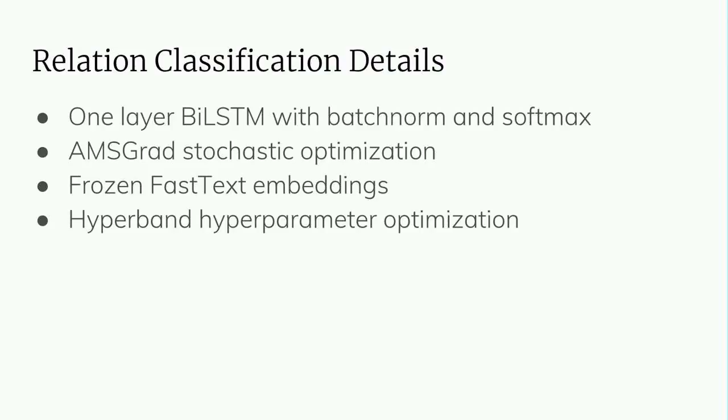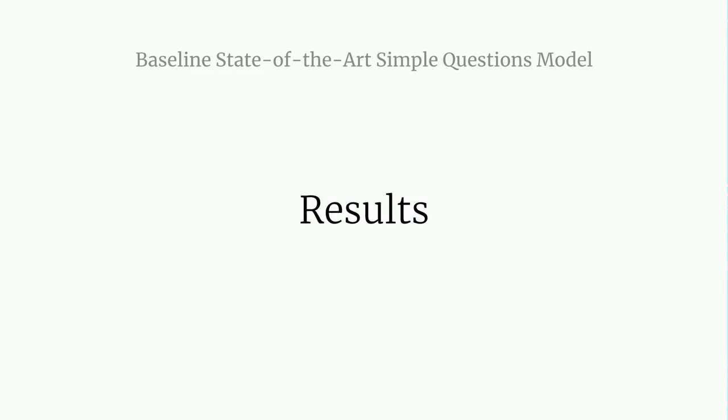Similarly here, we use a BiLSTM with batch norm and softmax. We use AMSGrad, which is the new version of Adam published recently, fastText, and Hyperband for hyperparameter optimization. So, the results.